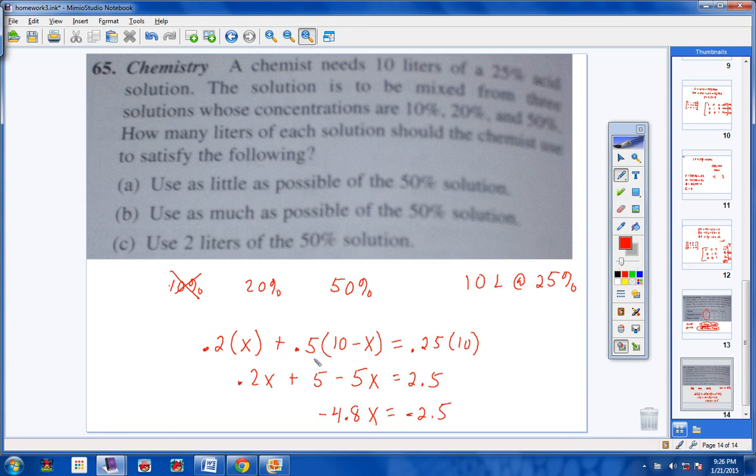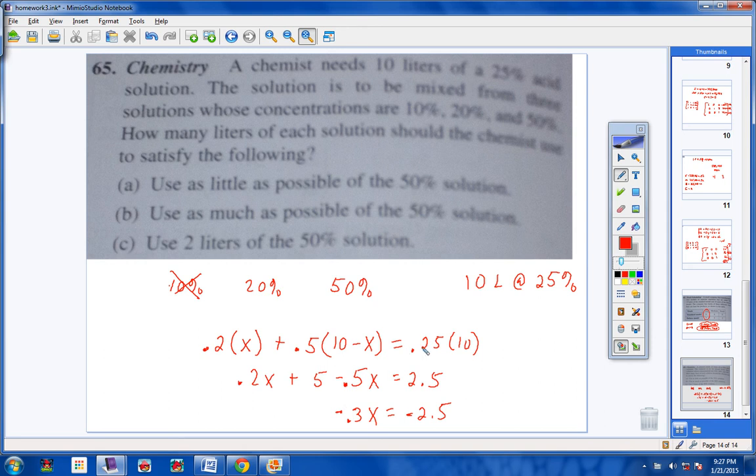Guys, I'm sorry, I'm back. I found my mistake. 0.5 times x is 0.5x. Sorry about that. So right here, instead of having negative 4.8, you would have 0.5 minus 0.2, which would be minus 0.3. Okay? And so that's going to give you, let me quickly divide that out. You're going to get negative 2.5 divided by negative 0.3, which will give you 8 1/3, okay?